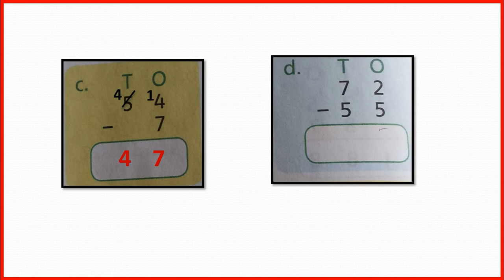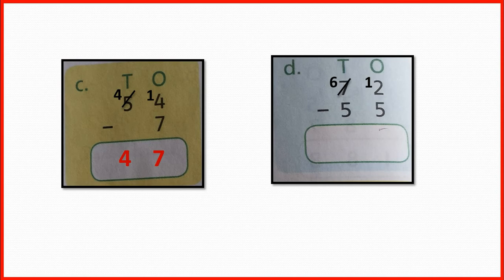So here we subtract. Can you subtract 5 from 2? No, we need more ones to subtract 5 from 2. So here we have to take 1 ten from the tens column and change it into 10 ones. Now there are 12 ones and 6 tens are left.